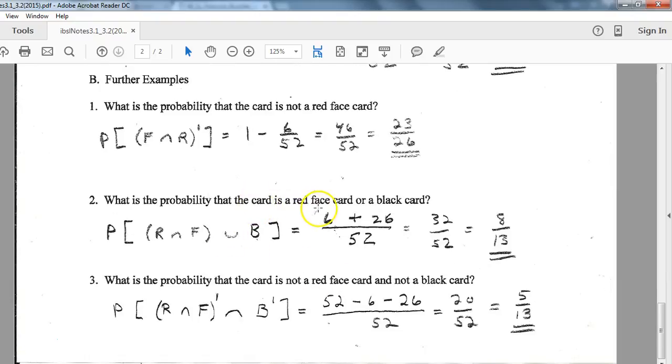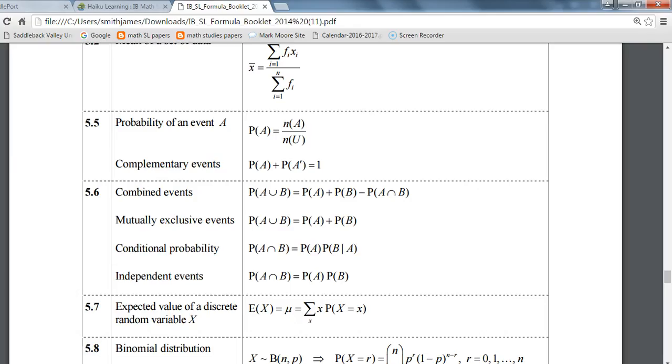Probability that it's a red face card or a black card. Notice this one. Here's an "or" case. But if I said a red face card or a black card, look at those two events. Could you ever get a card that is both a red face card and a black card at the same time? That would not make sense. So if you look at the formulas, this is what you call mutually exclusive events. There's no overlap. There's nothing they have in common. I cannot get a card that is both a red face card and a black card at the same time. That wouldn't make sense. So we leave this part out because these events are mutually exclusive.